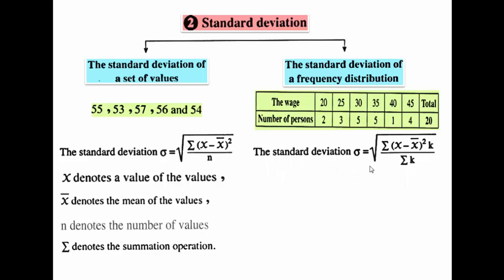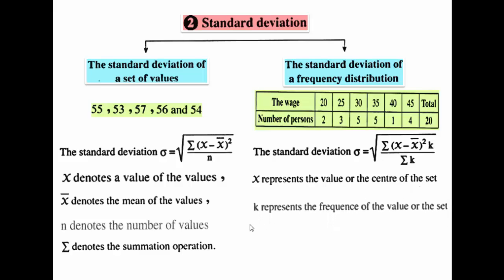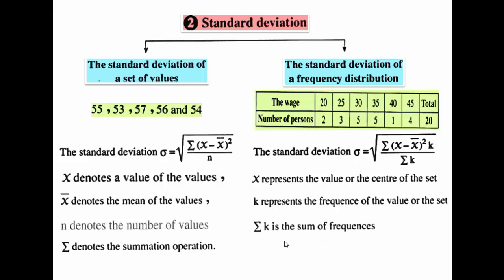The standard deviation, the rule here is different from here. Standard deviation equals root of summation of (x minus x bar) all power 2 times k, over sum of k. Here x represents the value of the center of the set, and k represents the frequency of the values of the set. Sum of k is the sum of frequency. Total here will be 20.